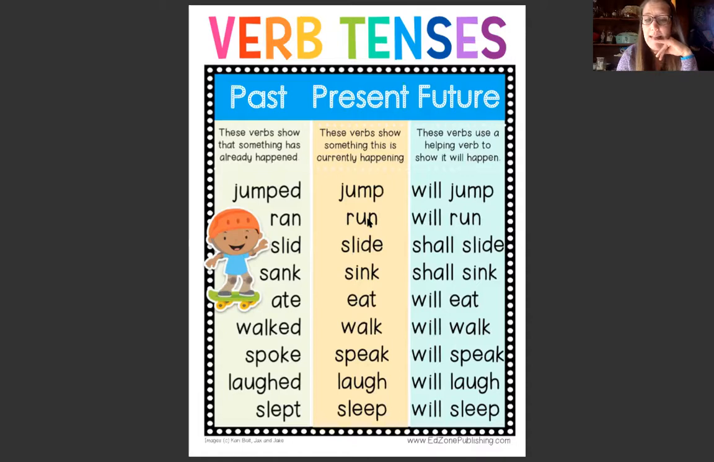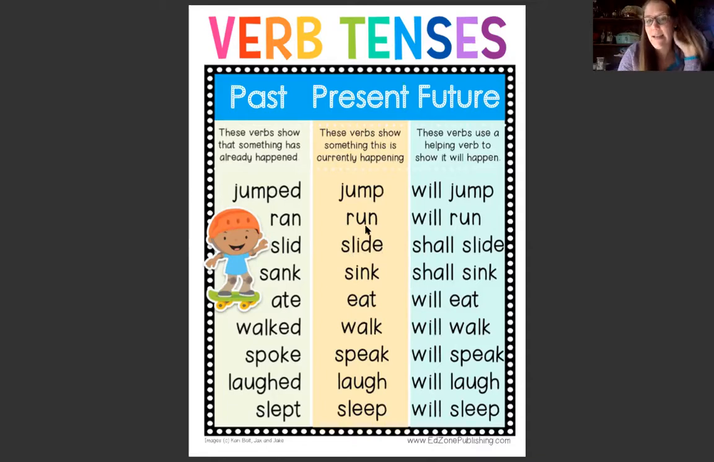Okay? Let's go down to run. Run is the present tense verb. I run on the track. But if I was talking about something that I already did, I would use the past tense, which is ran. Notice on jumped, they added the ed like we learned in the video. Ran is an irregular verb, so you don't add ed on the end of run, you change it to ran.